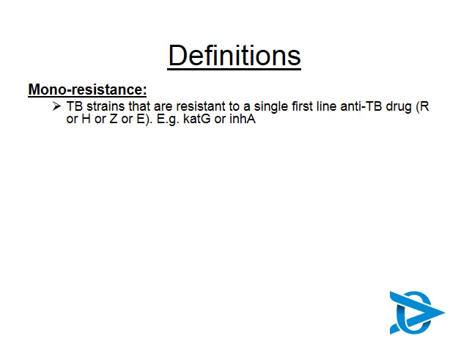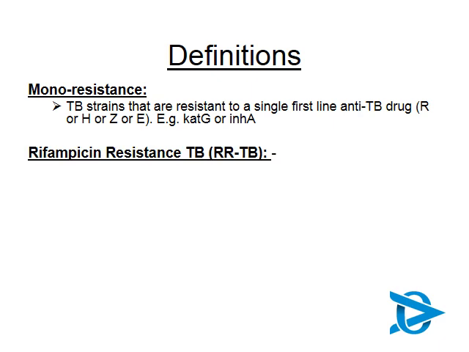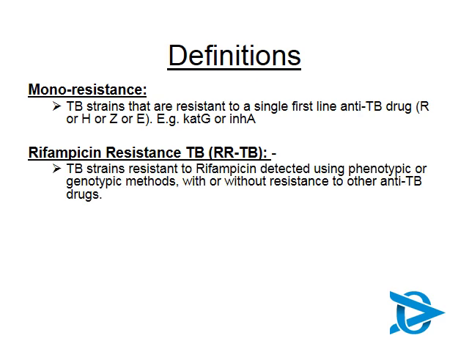Monoresistance is a TB strain that is resistant to any of the single first-line anti-TB drugs, and that's specifically for ethambutol, pyrazinamide, and INH. Notice that Rifampicin is included there, but we've actually now created a separate category for Rifampicin resistance. So we now have a category called Rifampicin resistance, or RR-TB, and as it's called, it's obviously any TB strain resistant to Rifampicin detected.